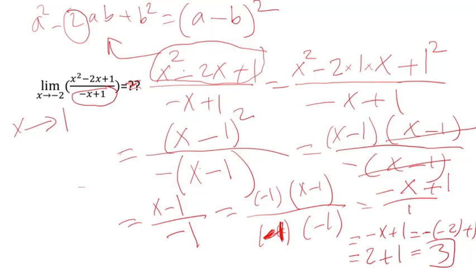You have to go through and recognize that this can be written in the form of this identity. Then you can simplify, and that's how you would basically evaluate the limit. So those identities are very important.